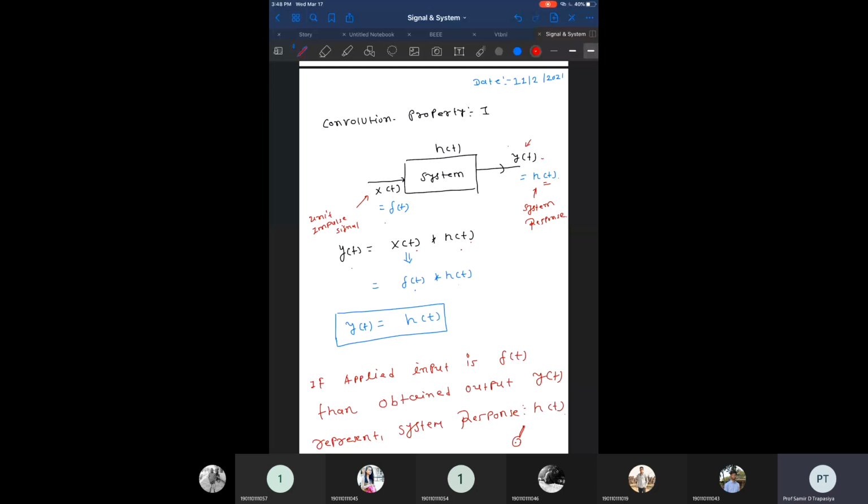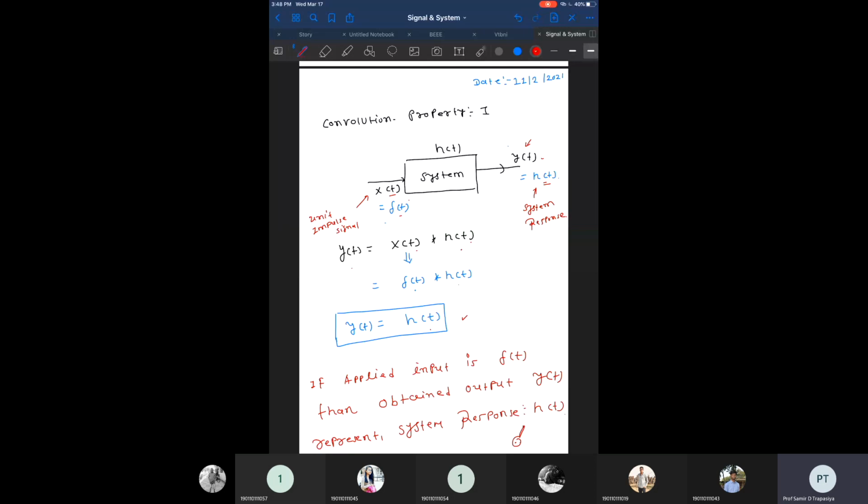So y of t is obtained as a convolution operation between x of t and h of t, and then we have an output as h of t. But this is applicable only when your input signal x of t is a unit impulse. For all other cases, this is not valid. This output is equal to the system response h of t only when the applied input signal is a unit impulse signal. Right, so very, very importantly we need to note this down.